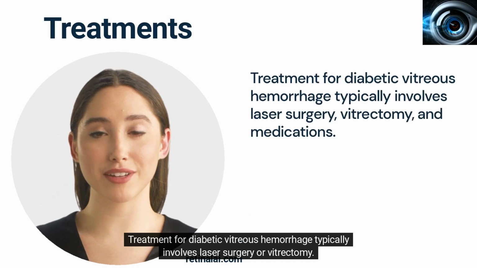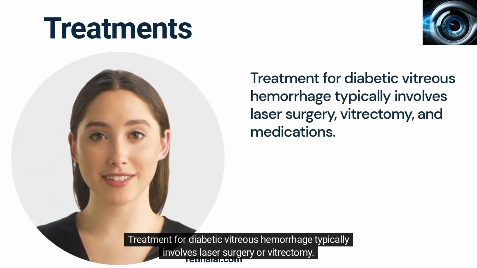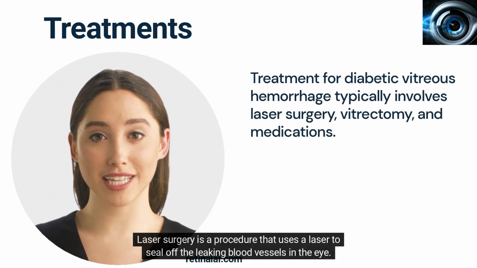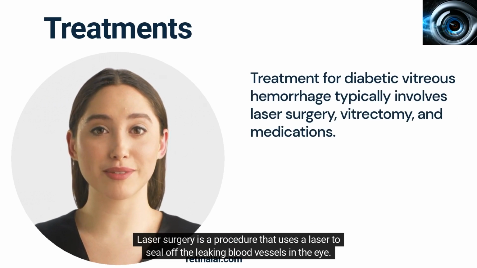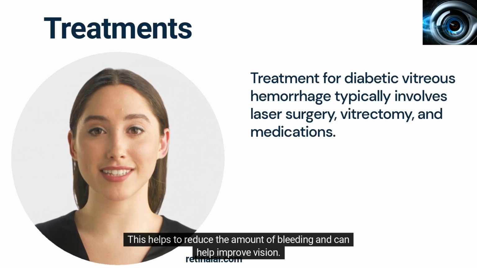Treatment for diabetic vitreous hemorrhage typically involves laser surgery or vitrectomy. Laser surgery is a procedure that uses a laser to seal off the leaking blood vessels in the eye. This helps to reduce the amount of bleeding and can help improve vision.